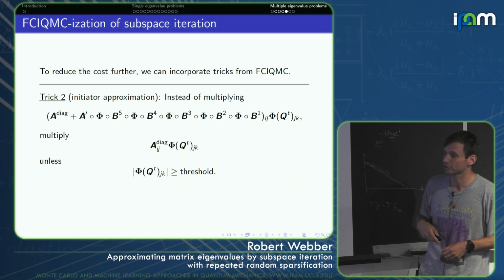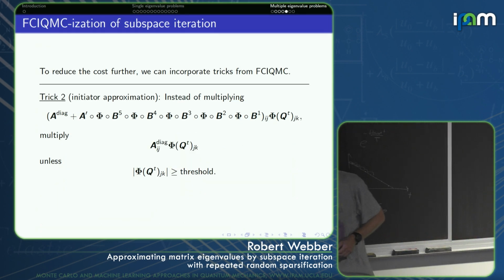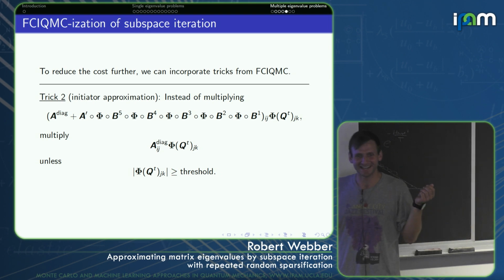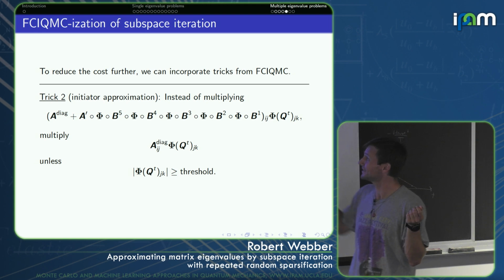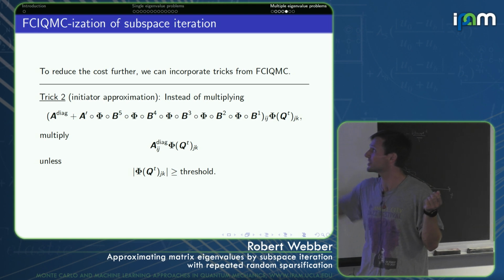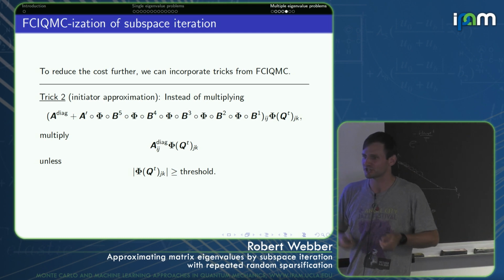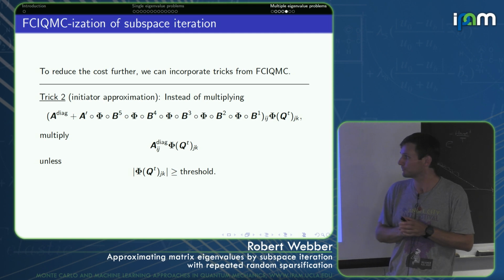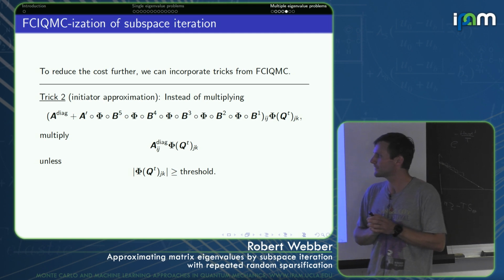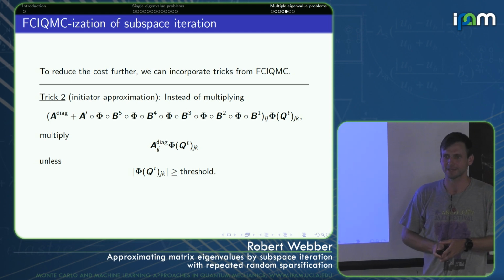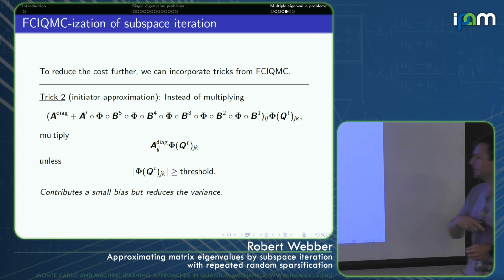Second, initiator approximation. Instead of doing this whole multiplication, sometimes you don't. Sometimes you just resolve this particular part of the matrix multiplication, the ij term times the jk term, by forgetting about the off-diagonal elements. Just look at the diagonal elements in the randomized multiplication, and you only look at the off-diagonals if you are bigger than some threshold in magnitude. That's called the initiator approximation, and that one contributes a small bias but reduces the variance. Both of these tricks are really necessary for scaling up.